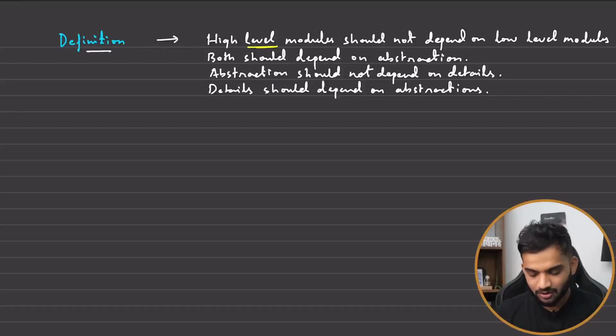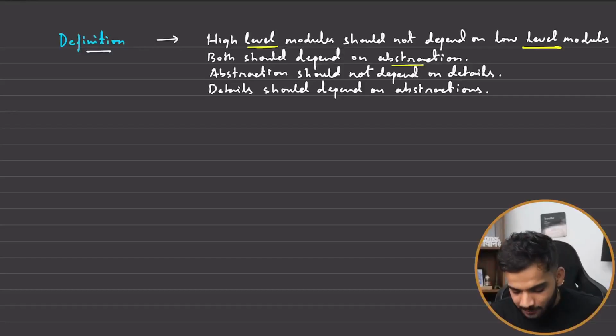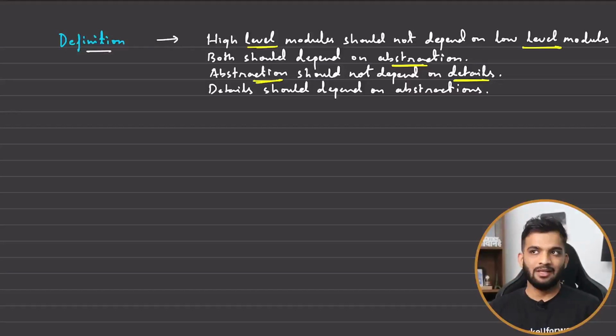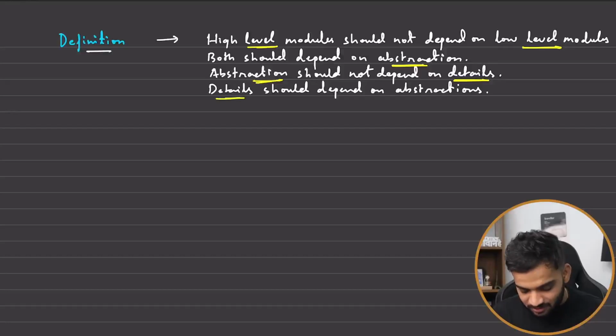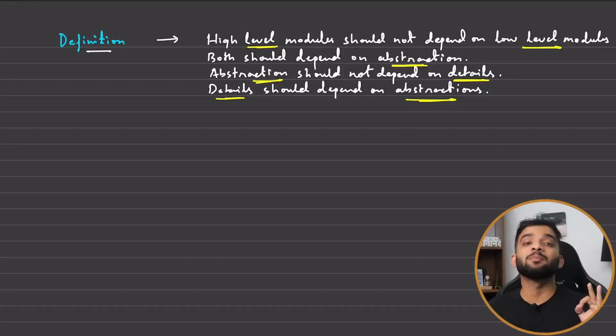High level modules shouldn't depend on low level modules. That is the first saying of the definition. The next one is both high level modules and low level modules should depend on abstraction. Third is abstraction shouldn't depend on details. Abstraction shouldn't care about what is being implemented underneath it. At the same time, details should depend on abstractions. Whatever abstraction is saying, the details should be doing it.